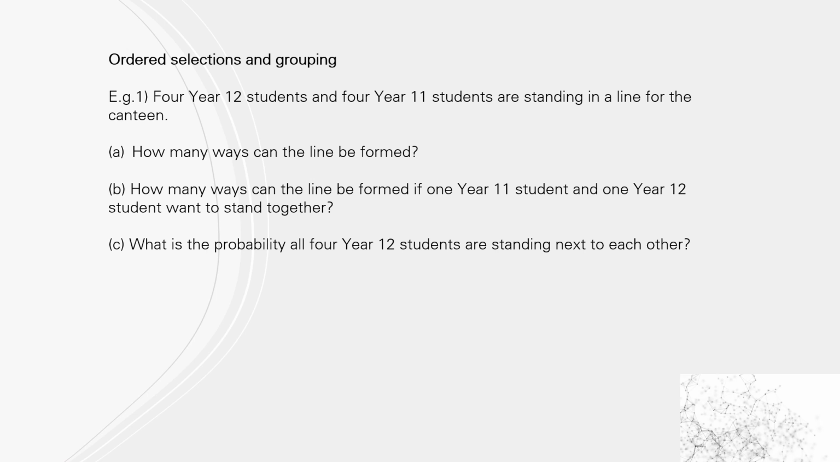So our first example, we've got 4 Year 12s and 4 Year 11s. They're standing in a line, so order is important, because it's important whether you're first in line or last in line. How many ways can the line be formed? So that's all 8 just thrown in there. What about if we want it to be that 1 Year 11 and 1 Year 12 student have to stand together? And then finally, what's the probability that all 4 Year 12 students are standing next to each other?